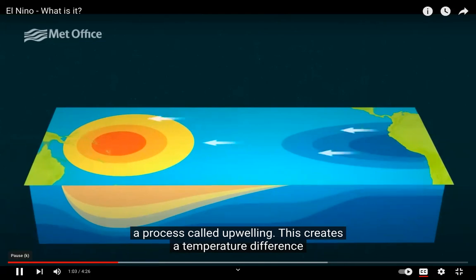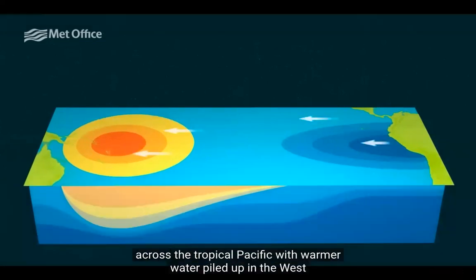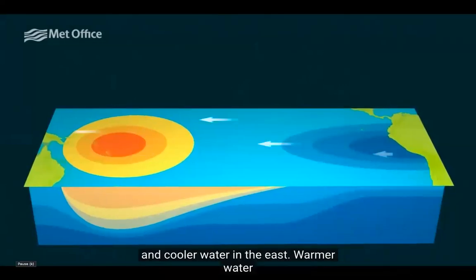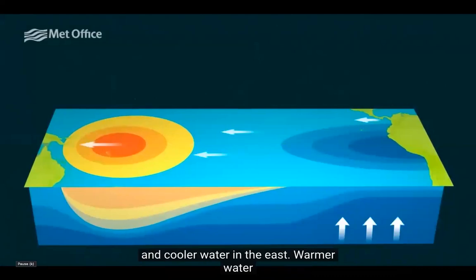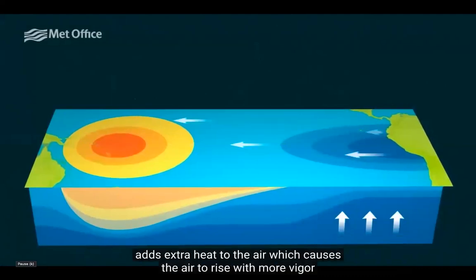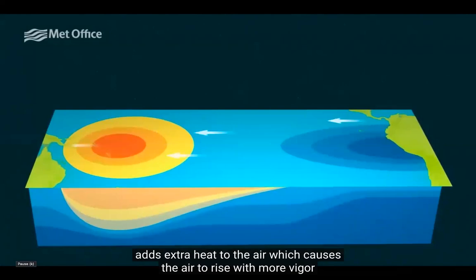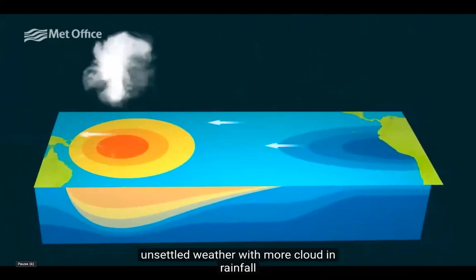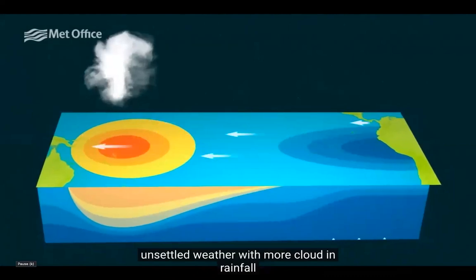This creates a temperature difference across the tropical Pacific, with warmer water piled up in the west and cooler water in the east. Warmer water adds extra heat to the air, which causes the air to rise with more vigor, and it's this rising air that creates an area of more unsettled weather, with more cloud and rainfall.